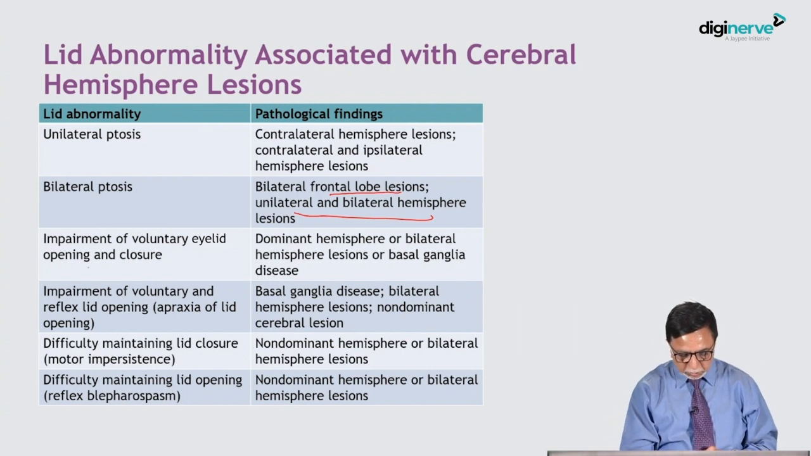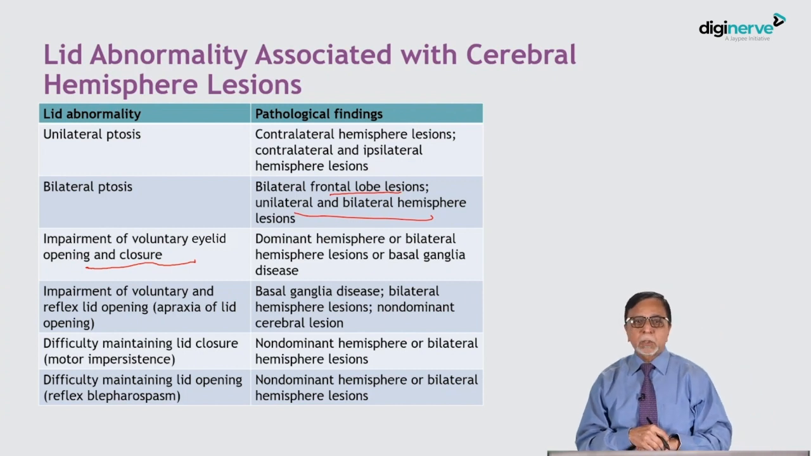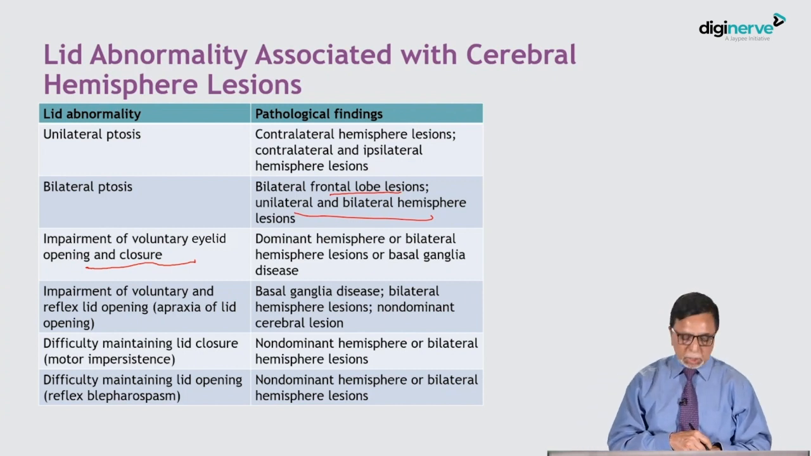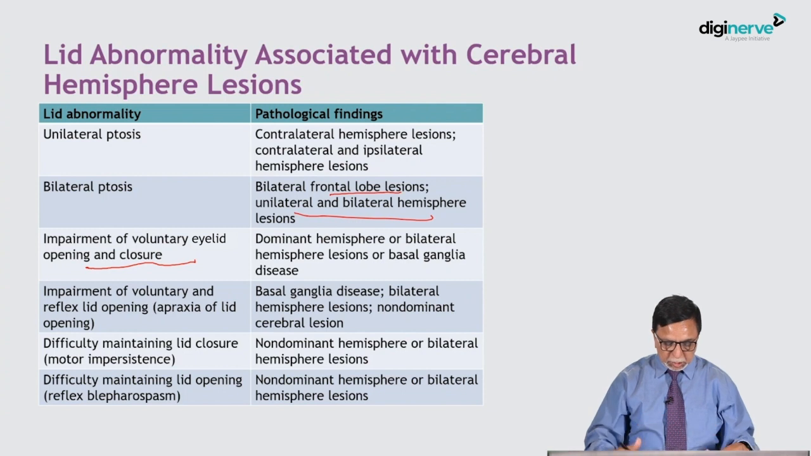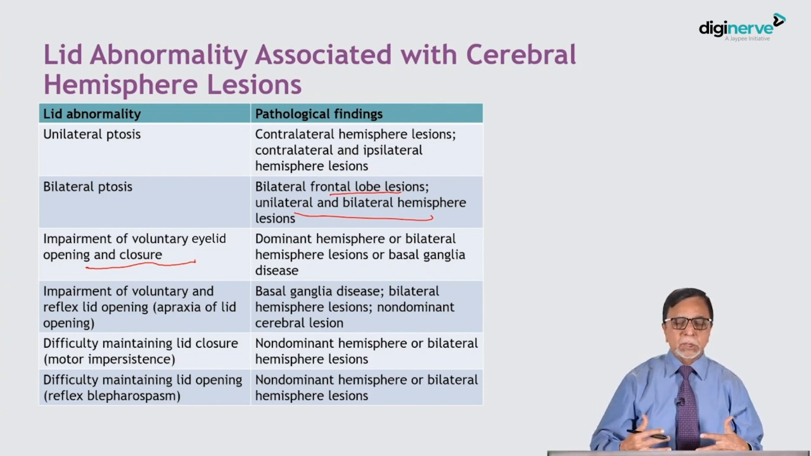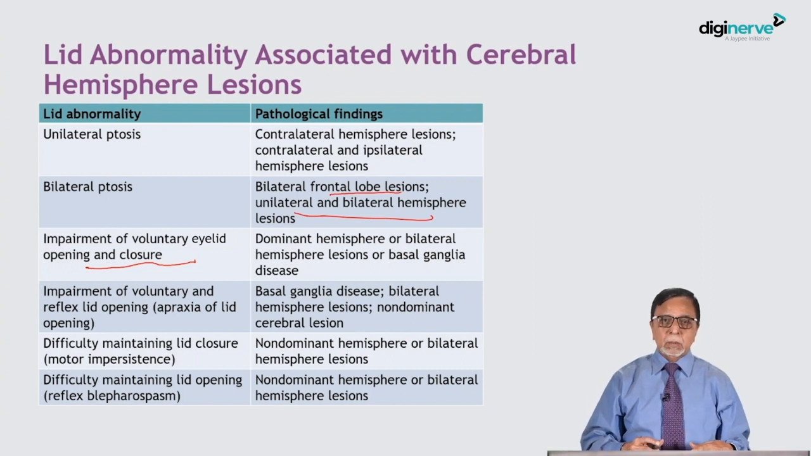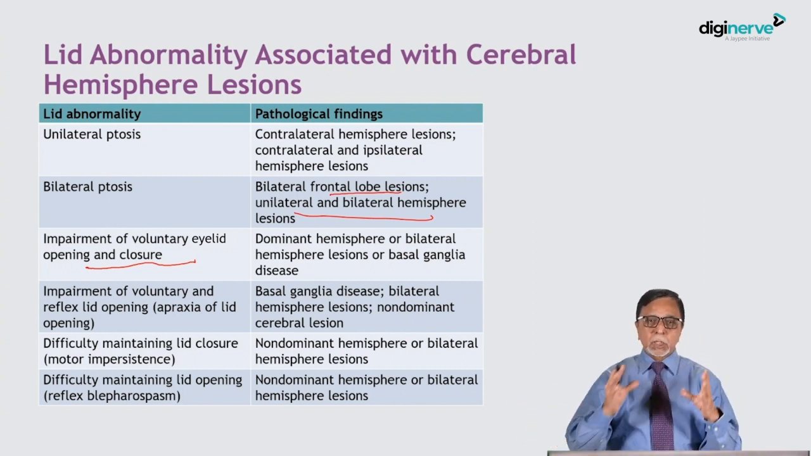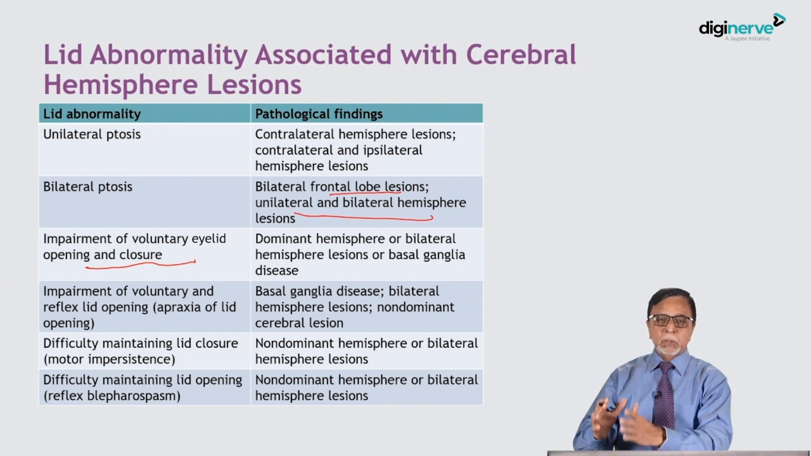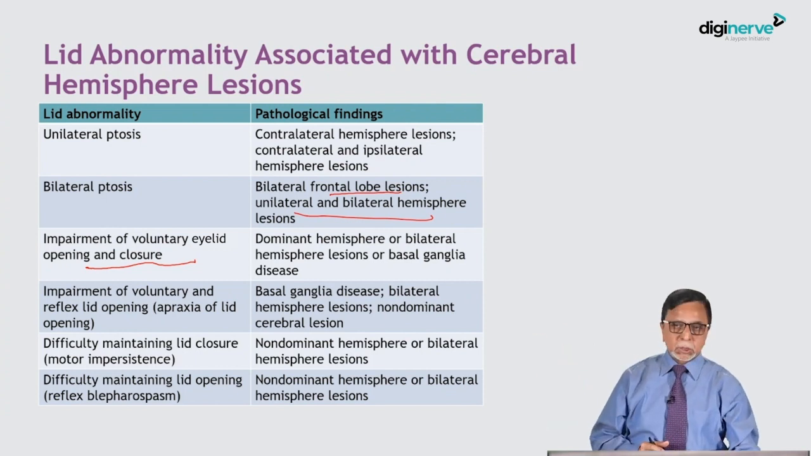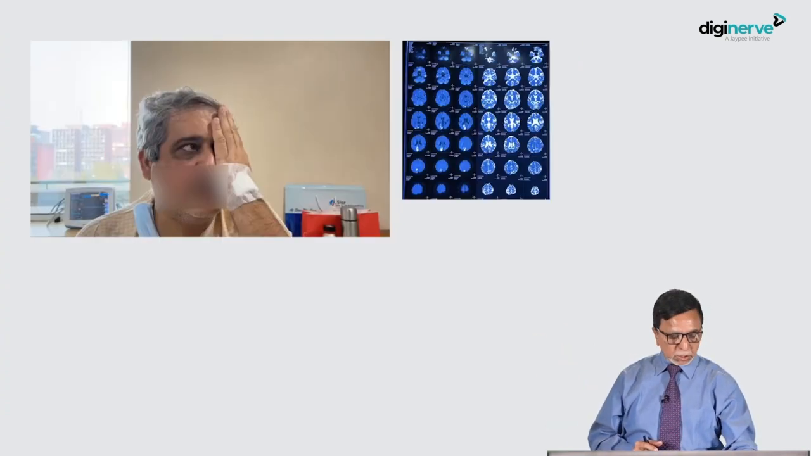Now, impairment of voluntary eyelid opening and closure can occur in basal ganglia disease, or what is called eyelid apraxia. Similarly, you should closely observe this. Some you can read on the slides. Without that, you cannot make a clinical diagnosis. First, a clinical diagnosis, localization, and then proceed with the customized investigations.